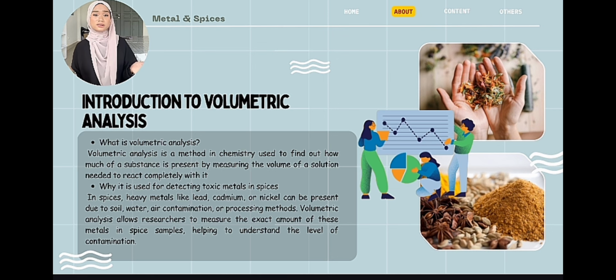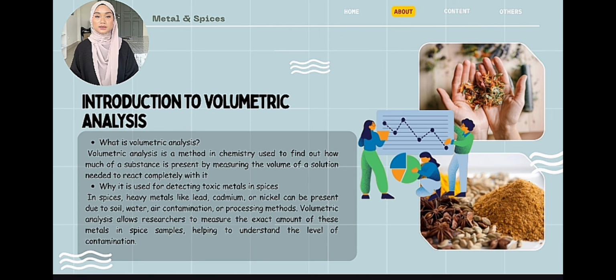So why is it used for detecting toxic metal in spice? In spice, heavy metals like lead, cadmium or nickel can be present due to soil, water, contamination or processing methods. Volumetric analysis allows researchers to measure the exact amount of these metals in a spice sample, helping to understand the level of contamination. Importance for food safety and human health.